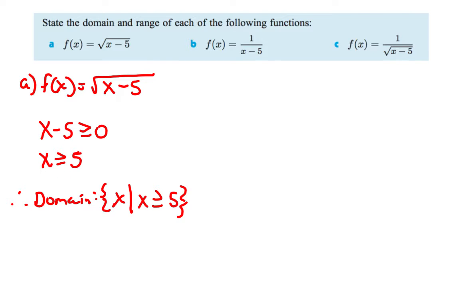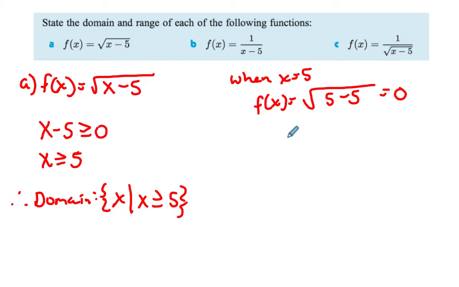Now, range is a little bit harder, so we've got to think about what's happening to our graph here. If I plug 5 into my equation, which is where my x values start, I figure out what f of 5 is equal to. I get 5 minus 5, which is 0. So when my x is 5, my y is 0. It starts at a value of 0.